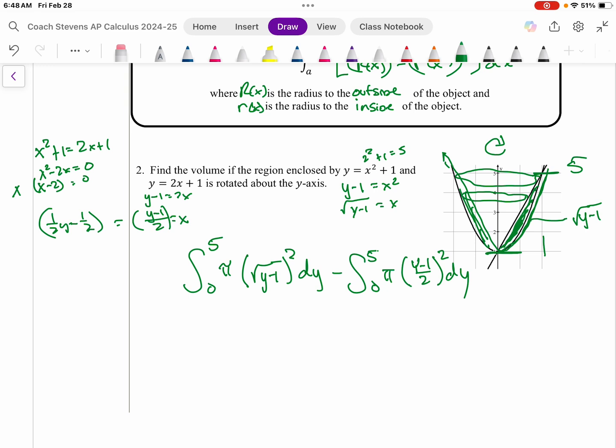The other way is we just see one integral, 0 to 5, maybe stick the pi out front, and it's the first term squared, the square root of y minus 1 squared, minus the quantity y minus 1 over 2 squared, dy.